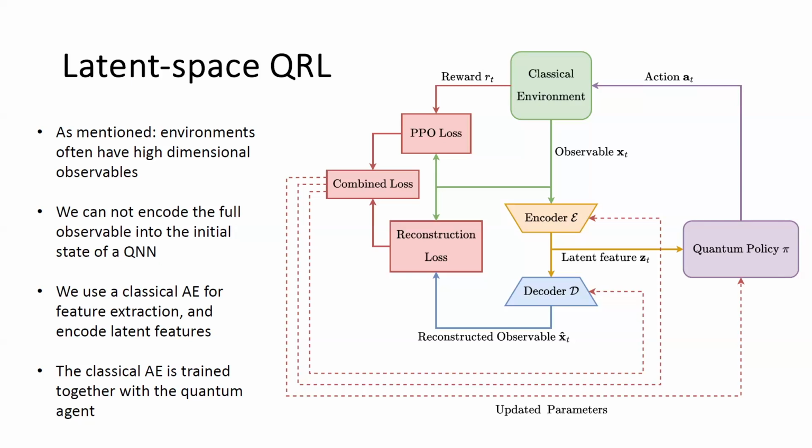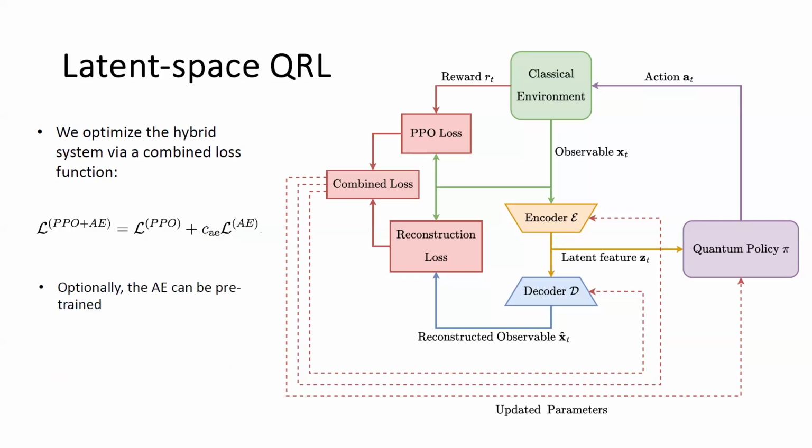But this latent feature vector is also fed into a decoder that tries to reconstruct the original feature vector, and we compute a reconstruction loss from the original observable and the reconstructed observable. And we also compute the PPO loss based on the action of the quantum policy. And crucially, we then combine these two losses into a single loss function, which includes both the PPO loss and the autoencoder reconstruction loss with some weight. And we train every part of the neural networks, both the quantum and the classical, with this combined loss.